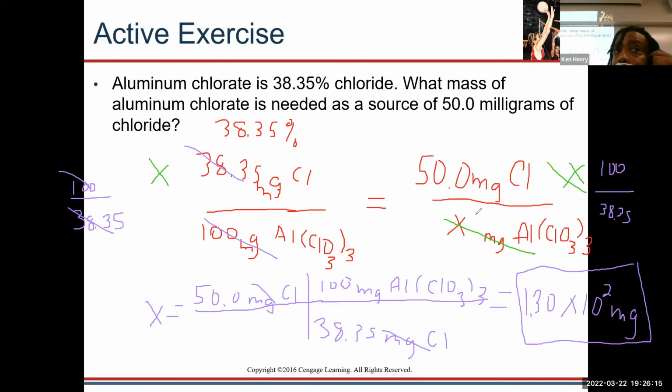Can you repeat that one more time? Because we know that when we're talking about 100%, right? It's actually a fraction, right? So that would be that fraction of that amount. So we're assuming that we have 100 grams of that product, whatever it is. And then that means that if I have 100 grams of that product, 38.35 is going to be Cl of that part.